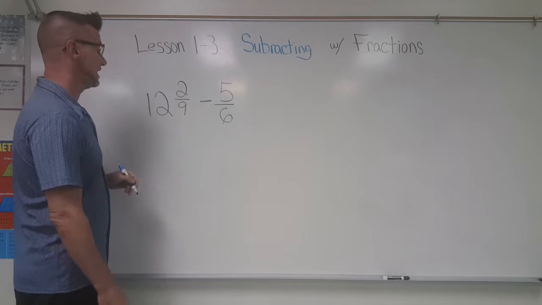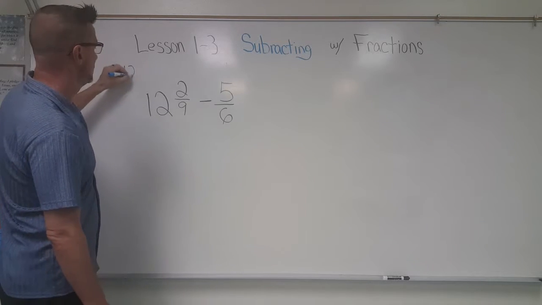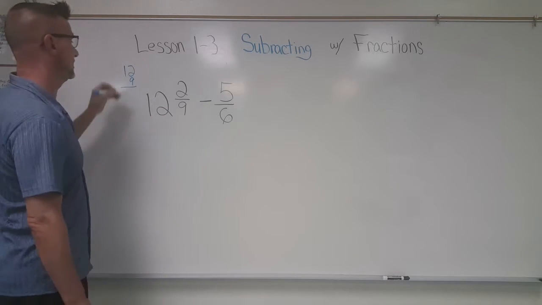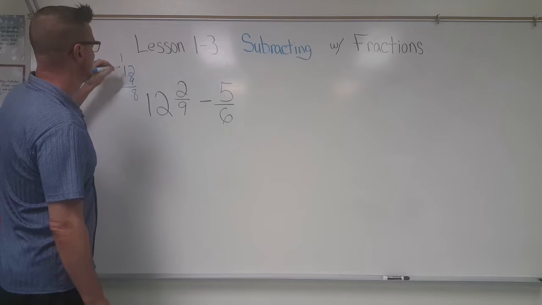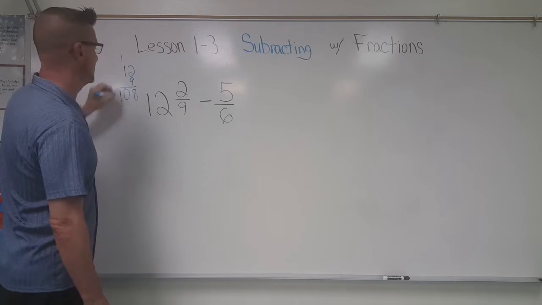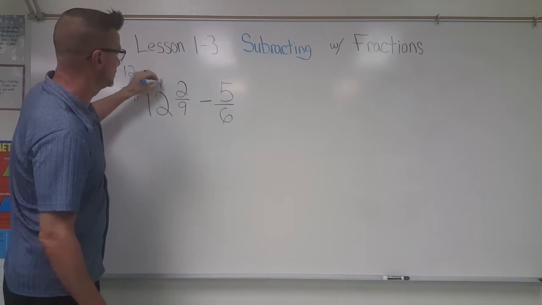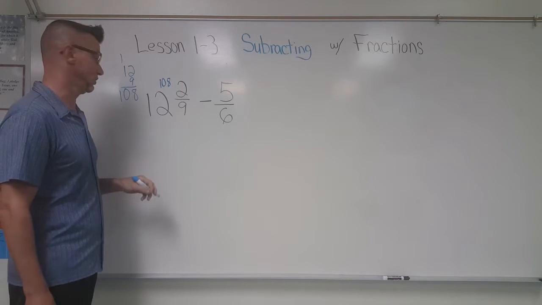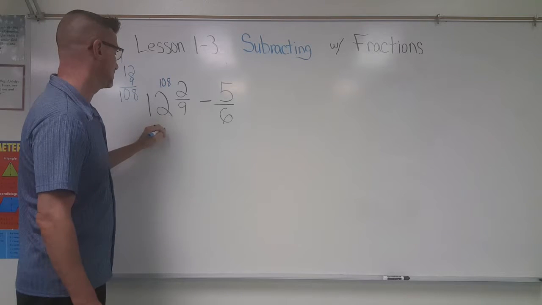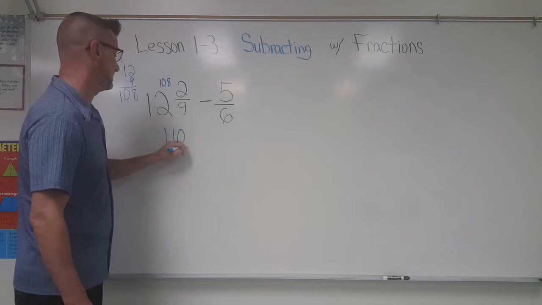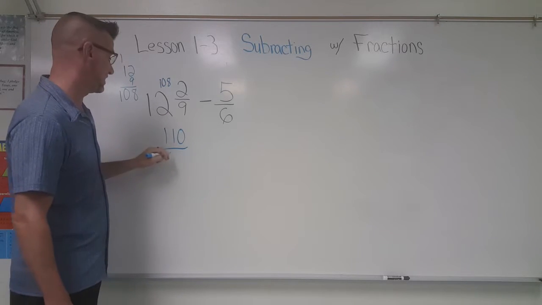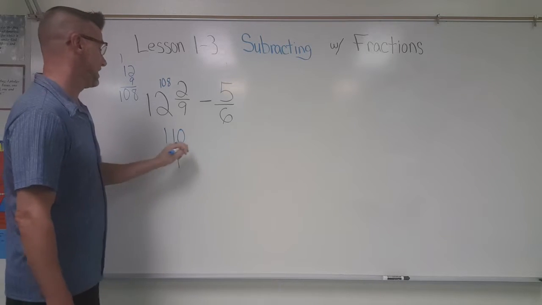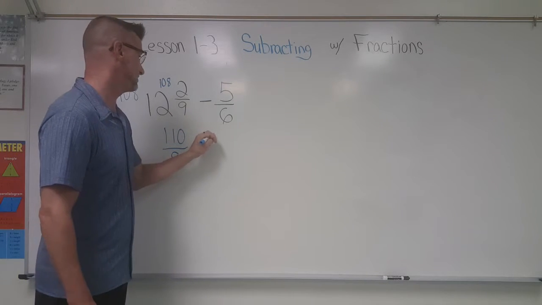So 9 times 12. If we do 12 times 9 over here, we get 108. So we write 108 right here. So we know we have to do 108 plus 2. So 108 plus 2 is 110. And then, of course, we keep the denominator 9. Now, we're still subtracting 5/6.